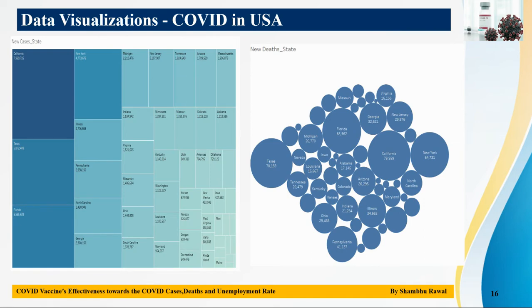The tree map chart displays the new cases. The bigger and the darker the size, the higher the new cases, and the smaller and brighter the size, the lower the new cases. California, Texas, and New York are the top states. The right bubble chart displays new deaths by state. The big bubble shows the top, and the small bubble shows the smallest state based on COVID new cases.